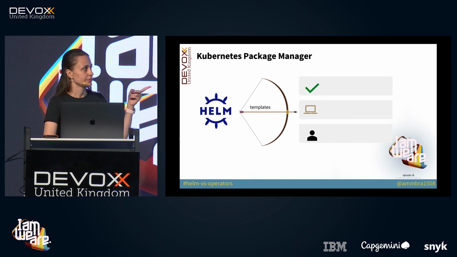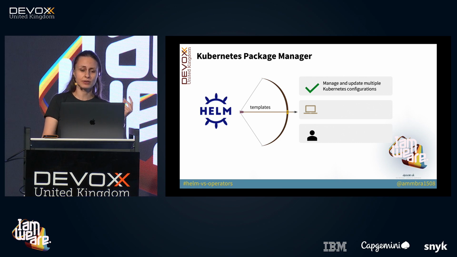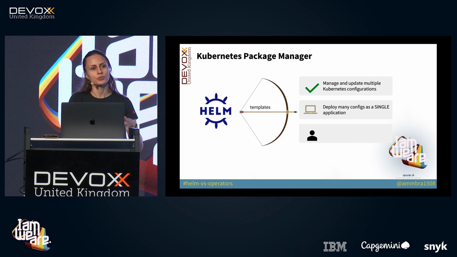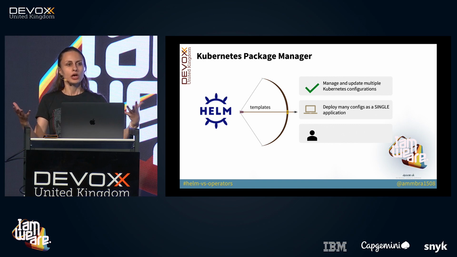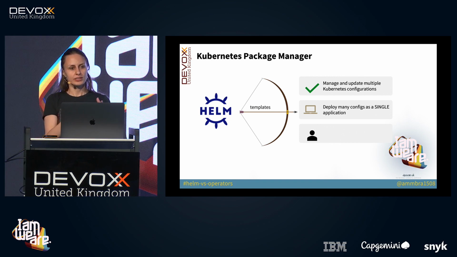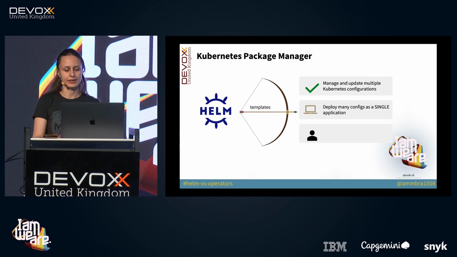So this is where Helm kicks in. Helm, the Kubernetes package manager, is there to help you with templates and parameters to manage and update multiple Kubernetes configurations, to deploy many configs as a single application. So when you install your app with Helm, you see one installment. You're not doing many more things sequentially. You see it as one thing. It's one release happening there.